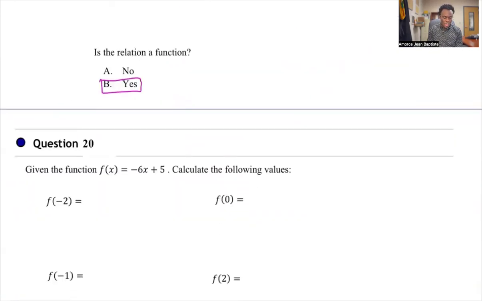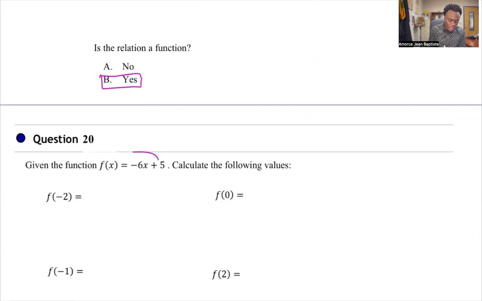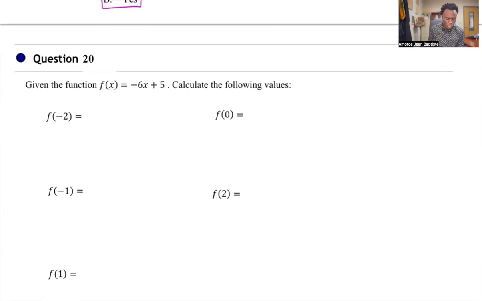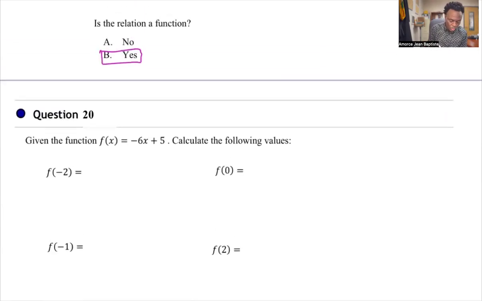Okay. Next, we want to use this to find f of x equals -6x plus 5. We want to calculate f of -2, f of -1, f of 0, f of 1, f of 2. So let's start with f of -2. F of -2 means that -2 will replace x in the formula for f of x. So I just plug in -2 for x.